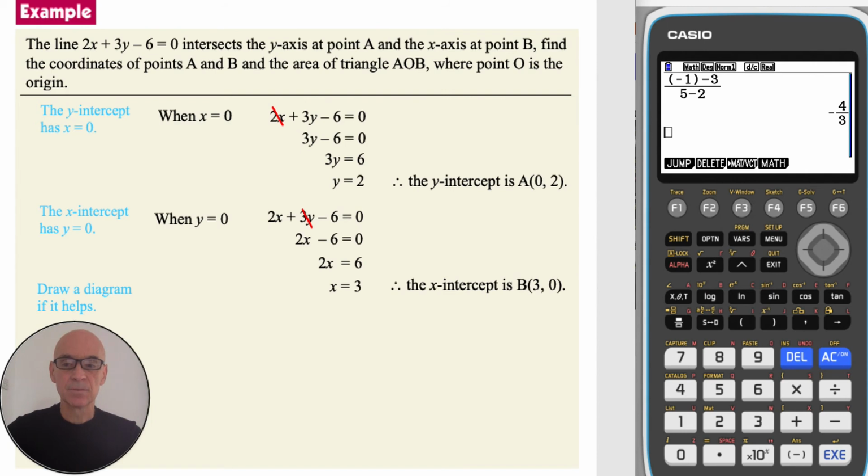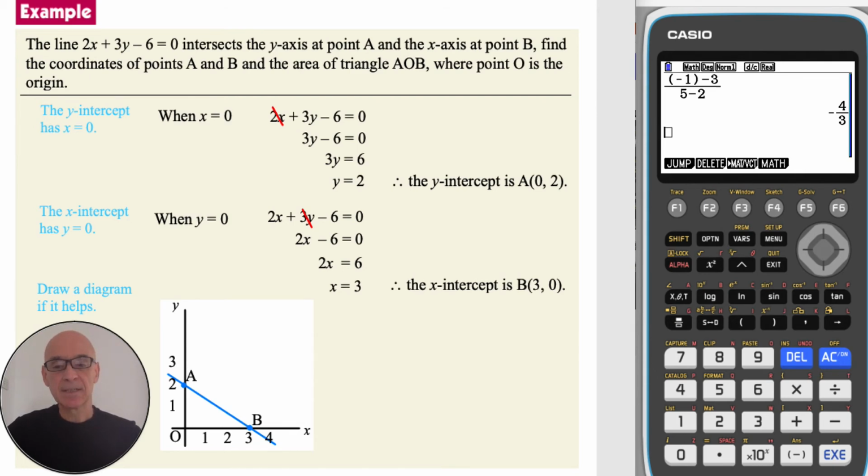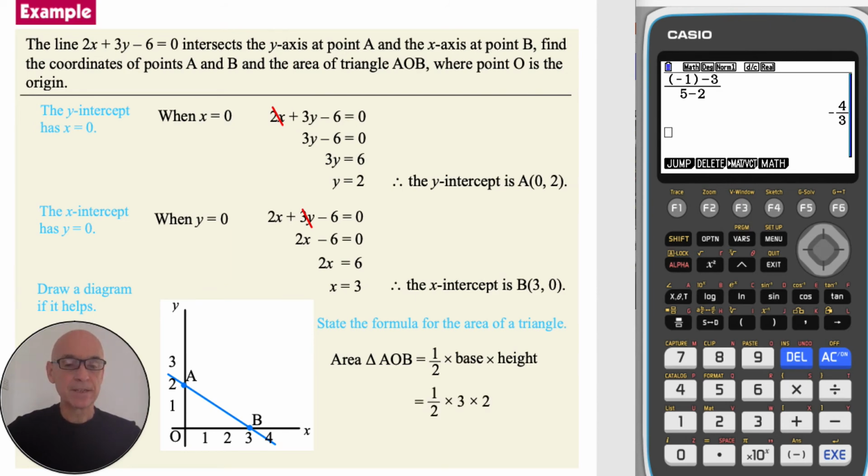At this stage, it might be helpful to draw a diagram, plotting points A and B, and identifying point O, the origin. And to find the area of triangle AOB, we state the formula for the area of a triangle, replace the base OB with 3 units and the height OA with 2 units, and then calculate the area. So the area of triangle AOB is equal to 3 units squared.